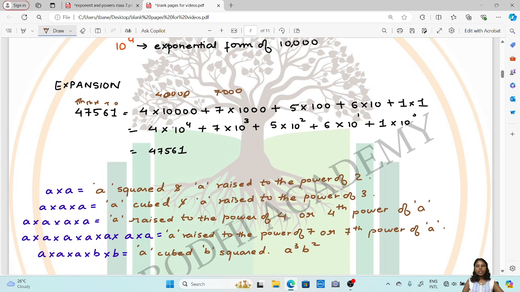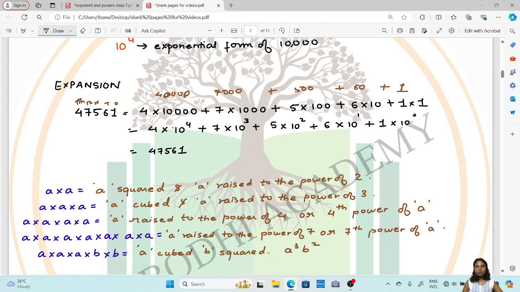So we write 4 into 10,000. Then 7,000 we have it in the thousands place. So 7 into 1,000. Then 500 we will write 5 into 100 because it's in the hundreds place. So this will give us 500. Plus then we'll have in the tens place 60. Plus in the ones place we'll just have 1.